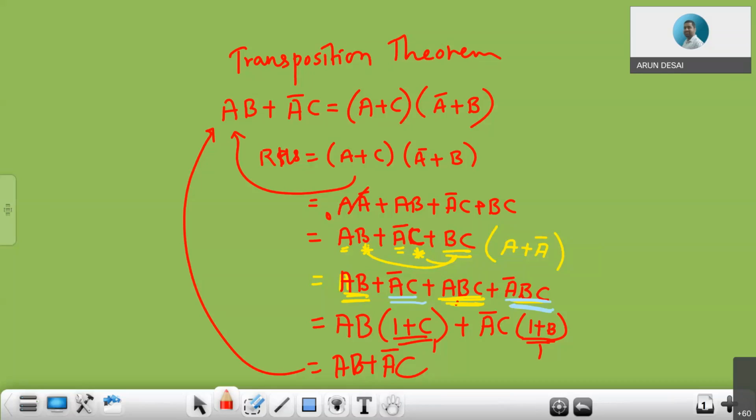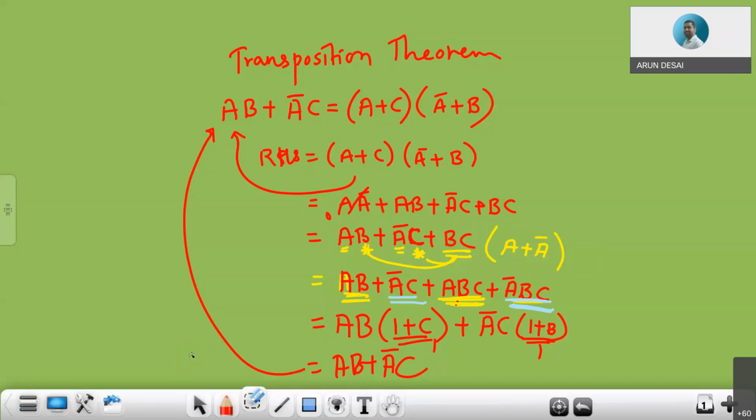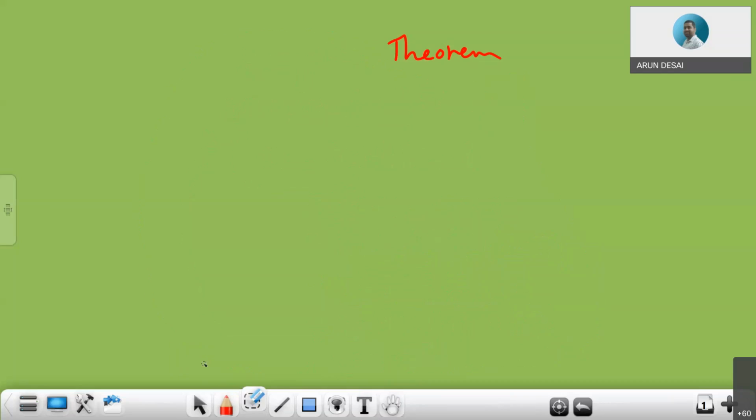Yeah, actually checking about what all theorems are there, right? So this is about De Morgan's theorem. Now next is, sorry, this is about the transposition theorem. Now next is De Morgan.